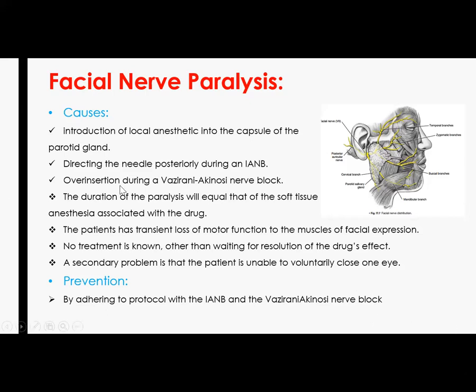But there is one specific technique called the closed mouth inferior alveolar nerve block, which is called the Vazirani-Akinosi nerve block technique. This technique is indicated where patients have difficulty in mouth opening. They may have difficulty in mouth opening due to an infection, or sometimes they may have an abscess or something.